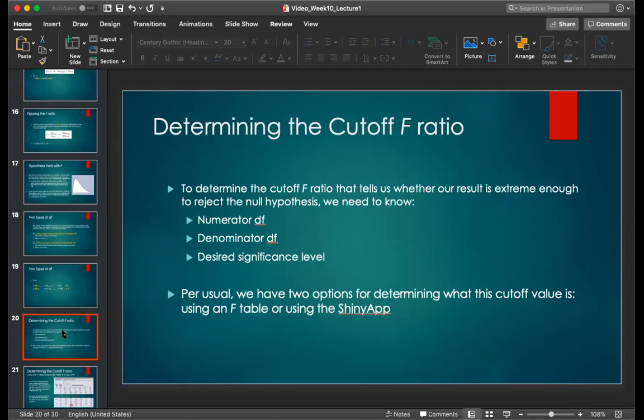Now to determine the cutoff ratio that tells us whether our result is extreme enough to reject the null hypothesis, we need to know the numerator degrees of freedom, the denominator degrees of freedom, and the desired significance level. And as per usual, we'll have 2 options for determining what cutoff this value is, using the F table or the Shiny app.